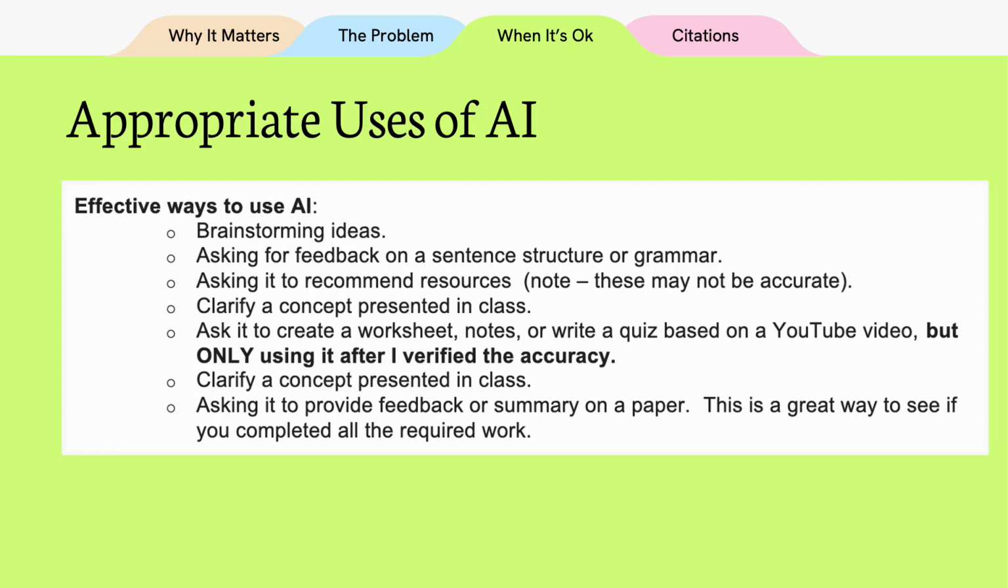Here's a little bit more detail from the previous slide. This is a screenshot from the course policy in my courses. So using AI to brainstorm ideas, asking for feedback for sentence structure or grammar. You can have it recommend resources, but you need to make sure that you check that the resources are accurate and make sense with what your assignment aim is.